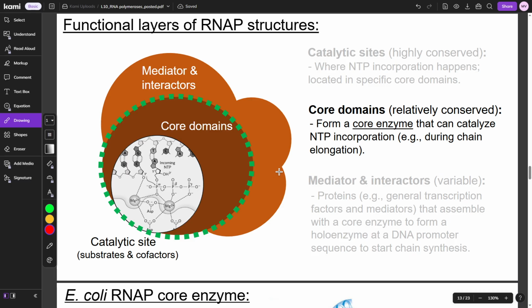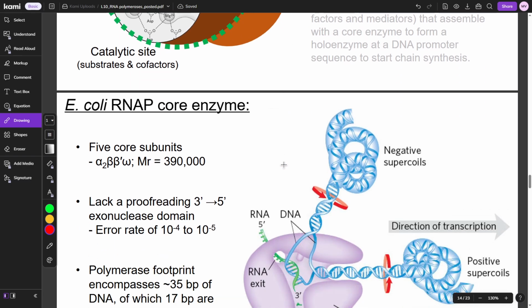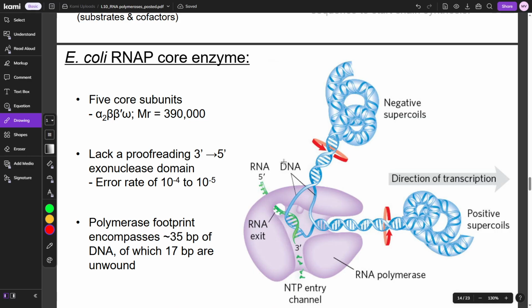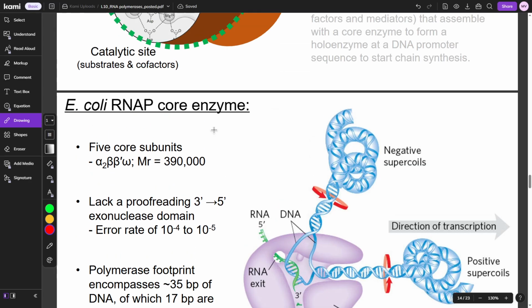The core domain is made up of 5 different subunits. It's got the 2 alpha subunits. It's got the beta and beta prime from the catalytic domain, and it's got the omega subunit, right? I wouldn't worry about this number here. I believe this is the mass, if I'm not mistaken.